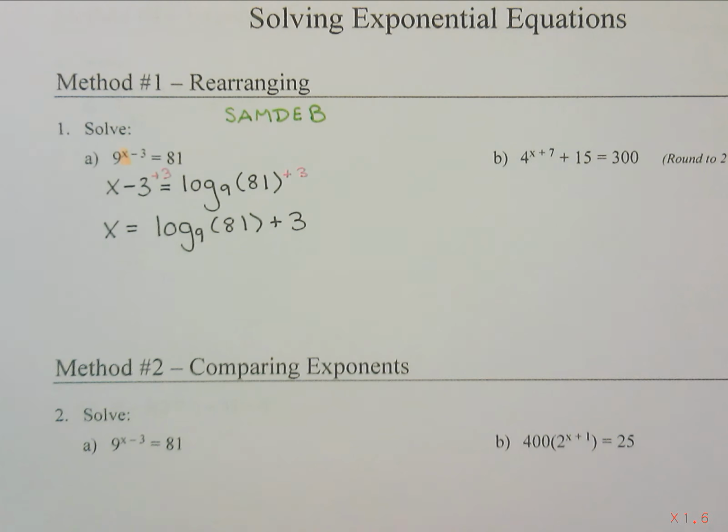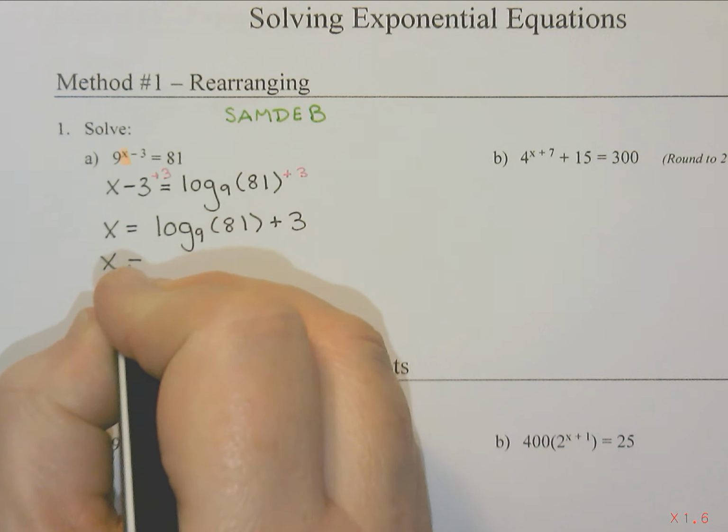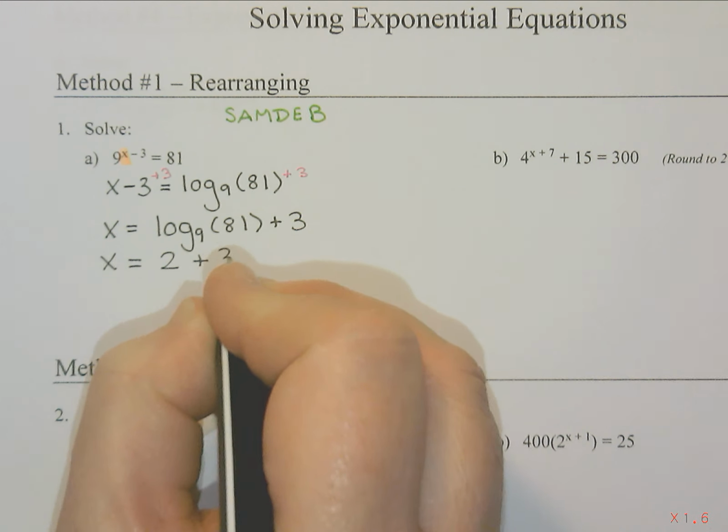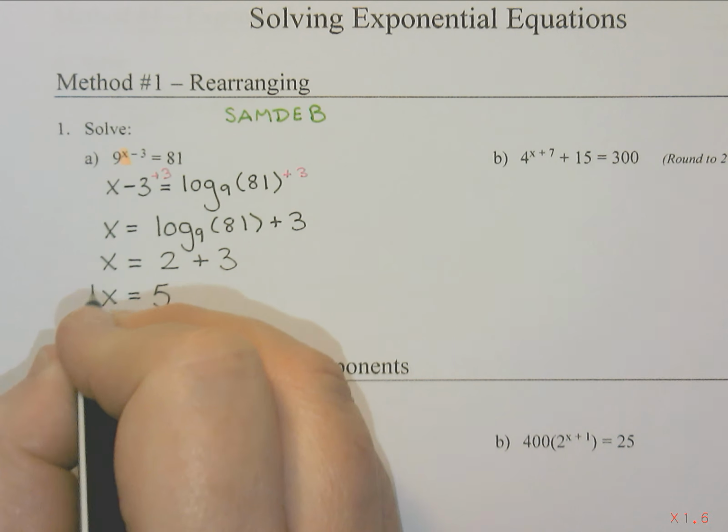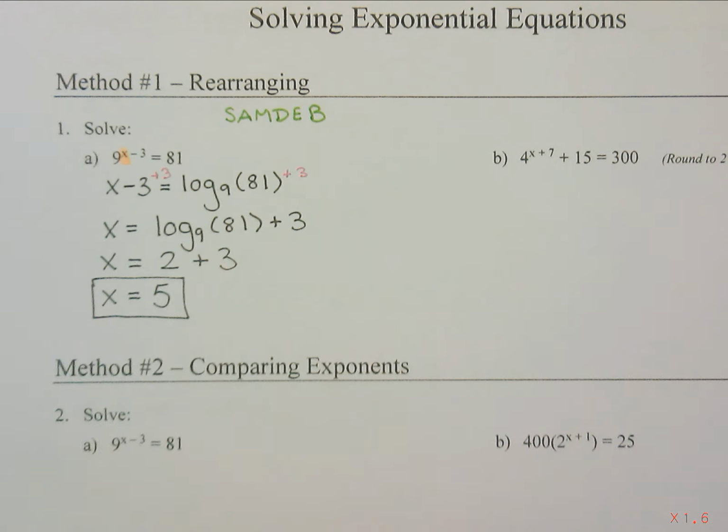Now, I probably should have worked out log base 9 of 81 first, but I can work it out now. I would look on my power sheet to see 9 to what power gives me 81, and the answer is 2. 9 to the power of 2 equals 81. And then we're still adding 3, and then 2 plus 3 is 5. So x equals 5. Now, exponential functions do not have restrictions. You can put anything you want in an exponent, so I don't need to check to see if this answer is okay or not. It should be fine.